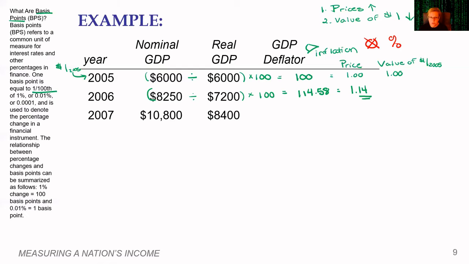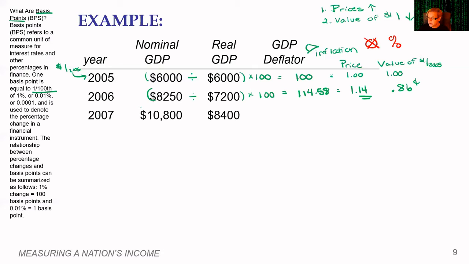Or to put it another way, you can take the reciprocal of that and say, what's $1 worth? And we would subtract 14 cents from $1. And we would say that the value of a 2005 dollar in 2006 is going to be 86 cents. So it takes you more dollars to buy the same amount of goods and services.